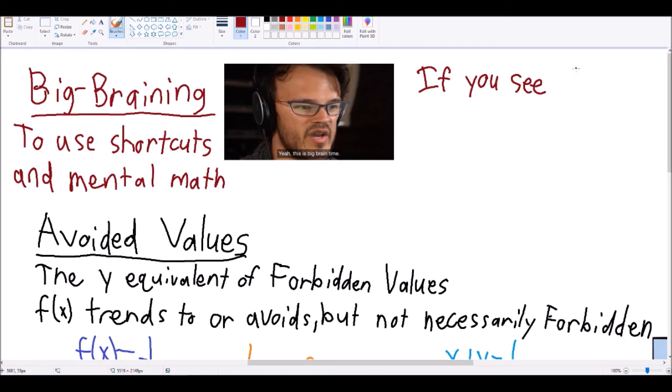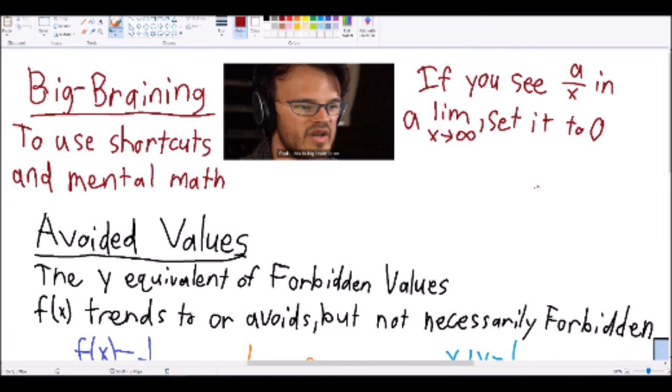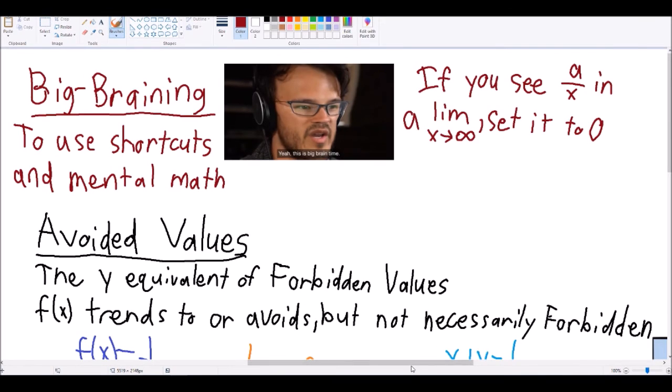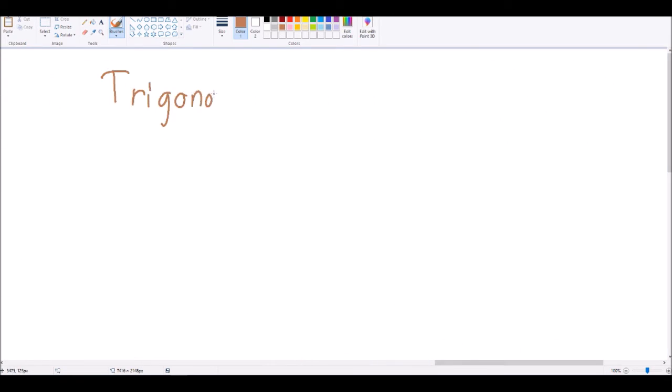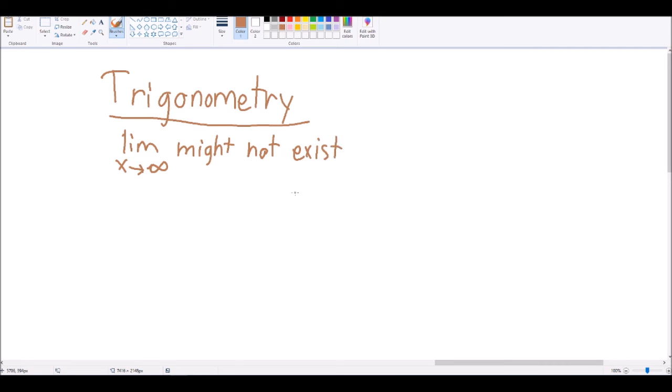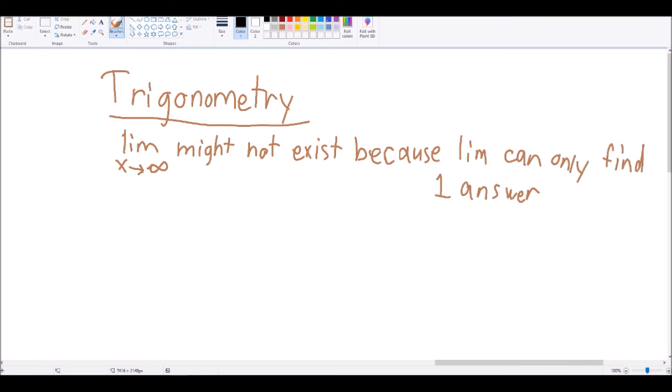If you see an x in the denominator of a fraction, or you end up that way after canceling some x's out, you can immediately say that that part of the equation is 0. There are some things to watch out for when you're big braining this kind of way. Trigonometry. This is one of those cases where the limit as x approaches infinity might not exist because of the can only find one answer thing.